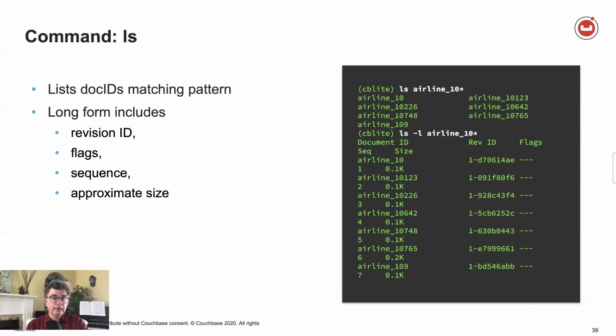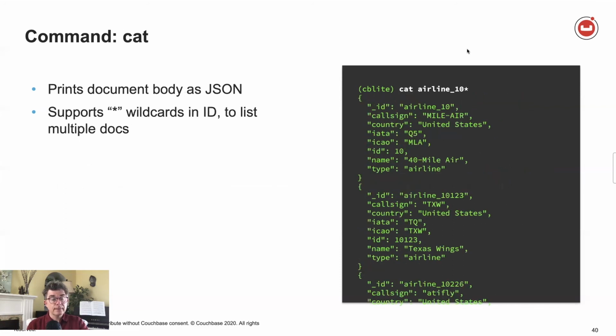The ls command will list documents in your database, either all of them, or you can give a parameter with a wildcard in it, and it will just list the ones that match that wildcard. There's also a long form, the ls -l, that'll tell you things like the revision ID and document size and so on. And if you've got ls, then you want to have cat, right? So cat will print a document as JSON, and you can put wildcards in there too, and it will actually print every document matching that one after the other.